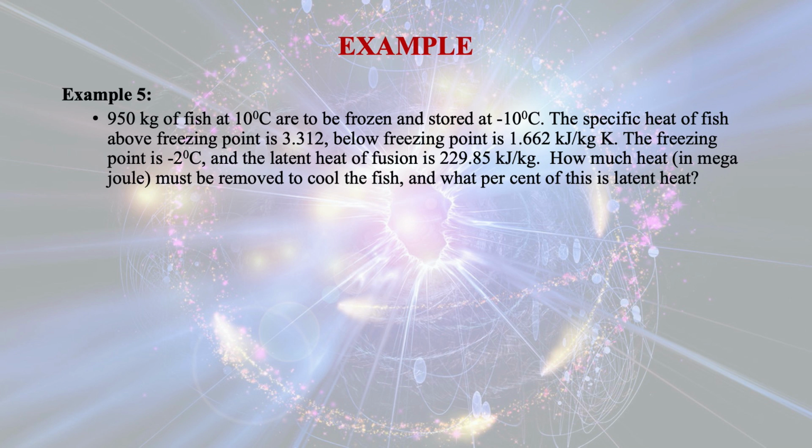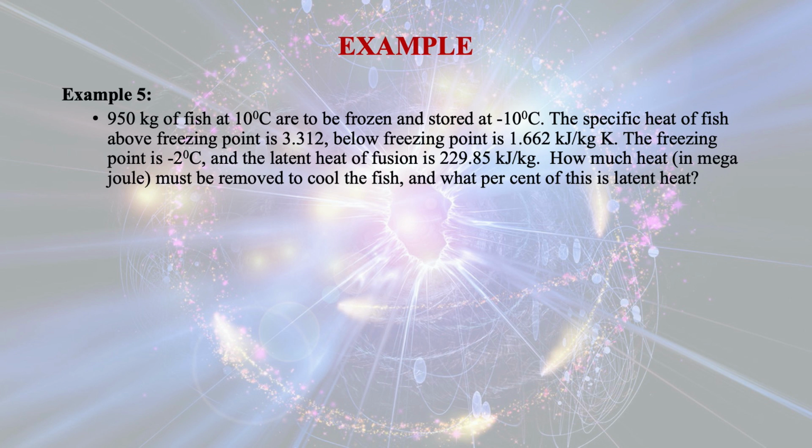Now the next problem is also very interesting. 950 kg of fish at 10 degrees centigrade are to be frozen and stored at minus 10 degrees centigrade. The specific heat of fish above freezing point is 3.312, and below freezing point is 1.662 kilojoule per kg. The freezing point is minus 2 degrees centigrade and the latent heat of fusion is 229.85 kilojoule per kg.